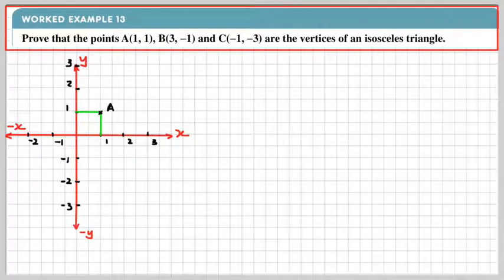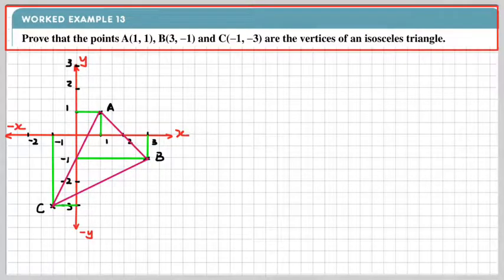Hello, Mr. A. Now, B is 3 and minus 1. X is 3, Y is minus 1. There it is, that's Mr. B. Yes, and what about Mr. C? He's minus 1 and minus 3, so he's over the other side down here somewhere. Let's see now, minus 1, minus 3. Very good. Now, let's join them up and see what we've got in the way of a triangle.